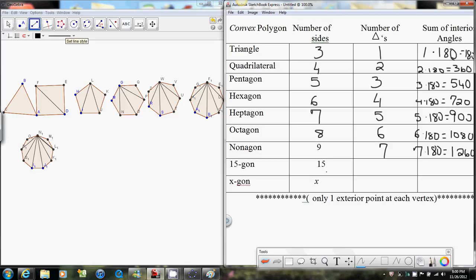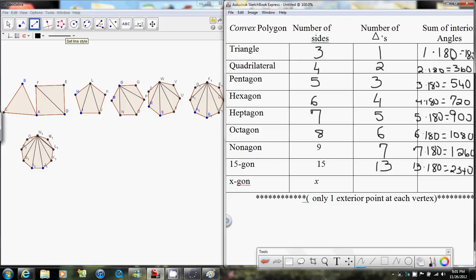So if a polygon has 15 sides, according to this pattern, I would be able to create 13 triangles. So the sum of the interior angles would be 13 times 180, and 13 times 180 is 2,340.